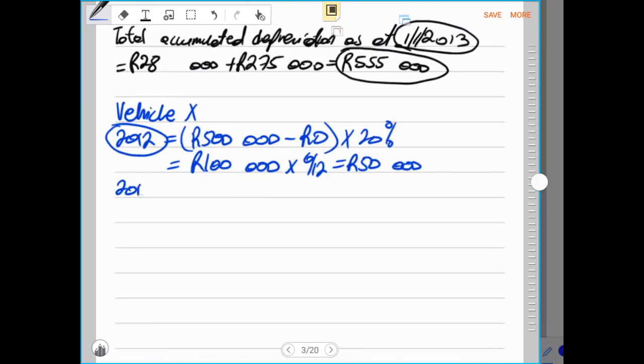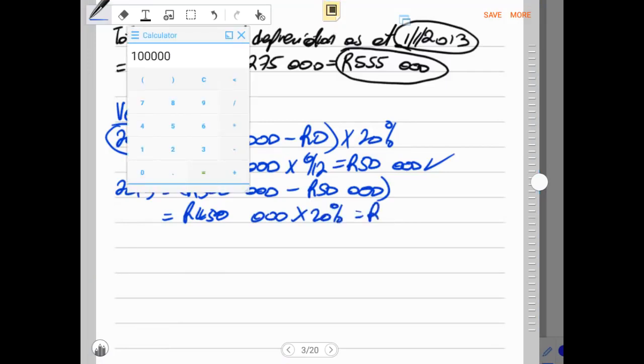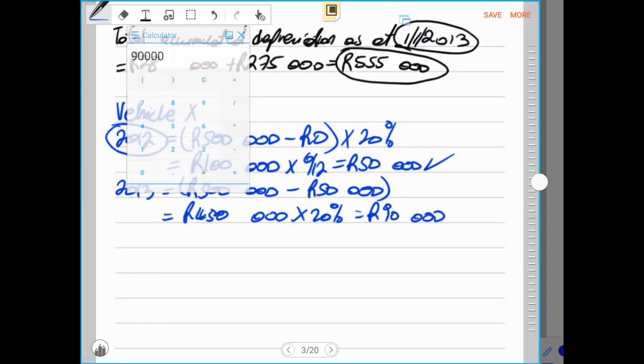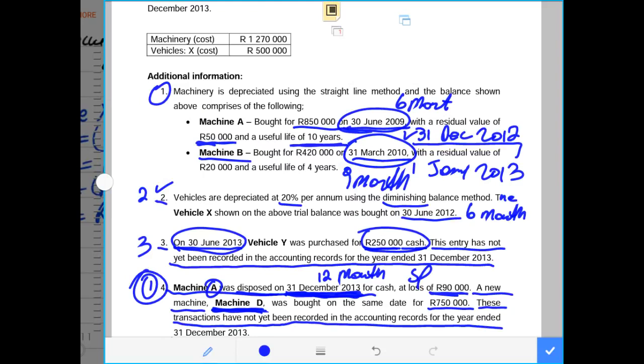So now for the year 2013, it will be the cost of 500,000 rands minus accumulated depreciation now of 50,000. Therefore, now this will give us 450,000 that we have already calculated. We times this by 20%. This vehicle was not sold. So now 450,000 rands times by 0.2. It will give us an amount of 90,000 rands. So now the depreciation for vehicle X for the year 2013, it will be 90,000 rands. Let us look if maybe there are other vehicles that were bought during the year that we still need to account for depreciation or not.